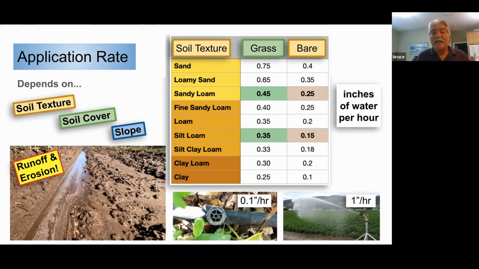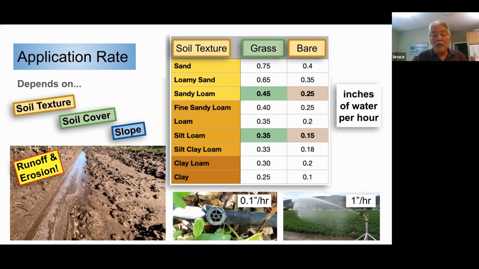So just a look, if you have a sandy soil, as the chart on the right would show you, if you have a grass crop on it, you can accept up to 0.75 of an inch per hour. With a bare soil, 0.4 of an inch. And then of course you go all the way to the other end of the table with a clay soil, you cannot exceed 0.25 inch per hour. And with bare land, it's going to be 0.1. So this is going to be your checkpoint.